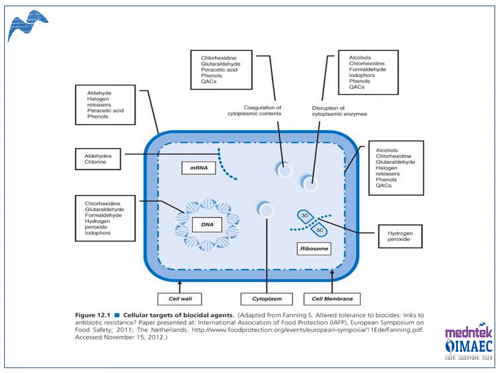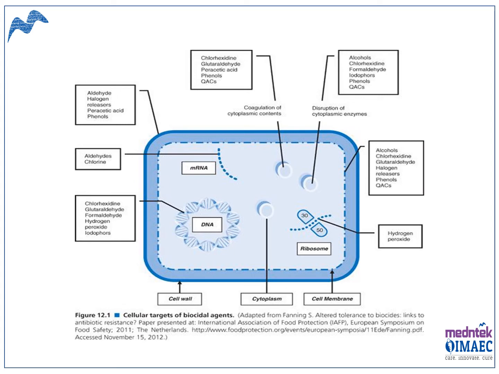If you look at the various cell targets for the biocidal agents, chlorhexidine, glutaraldehyde, peracetic acid, phenol and phenolic compounds cause coagulation of cytoplasmic content. So they disturb this cytoplasmic content.